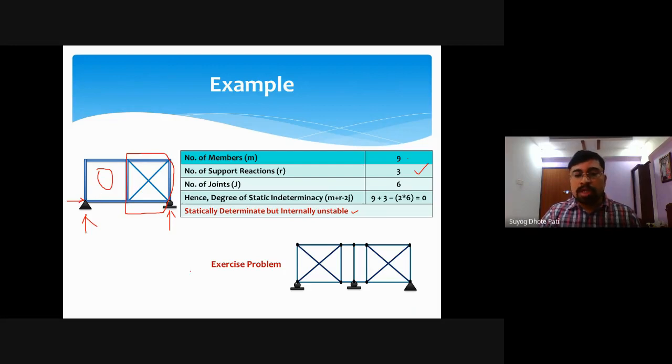Now this problem is provided for you as an exercise. You can calculate it simply: count the number of members, the number of joints or nodes, and the number of support reactions. After applying the equation, we can calculate the degree of indeterminacy for the particular truss. So this is the exercise problem for you.